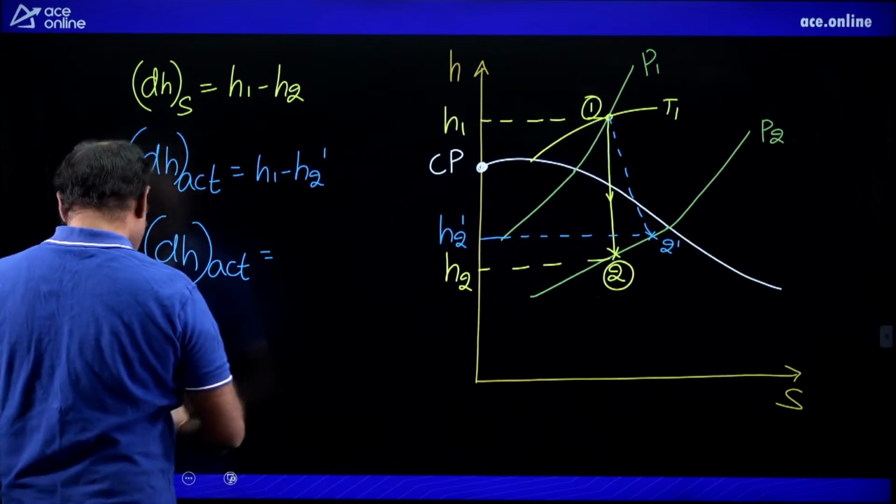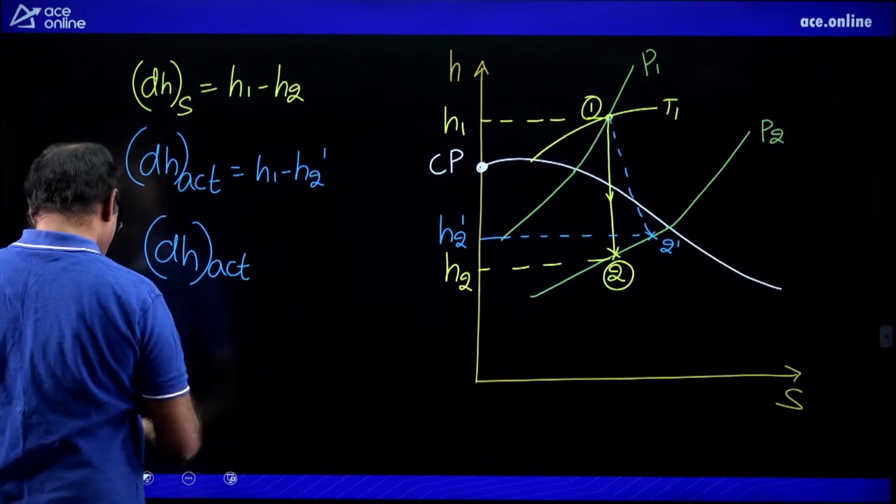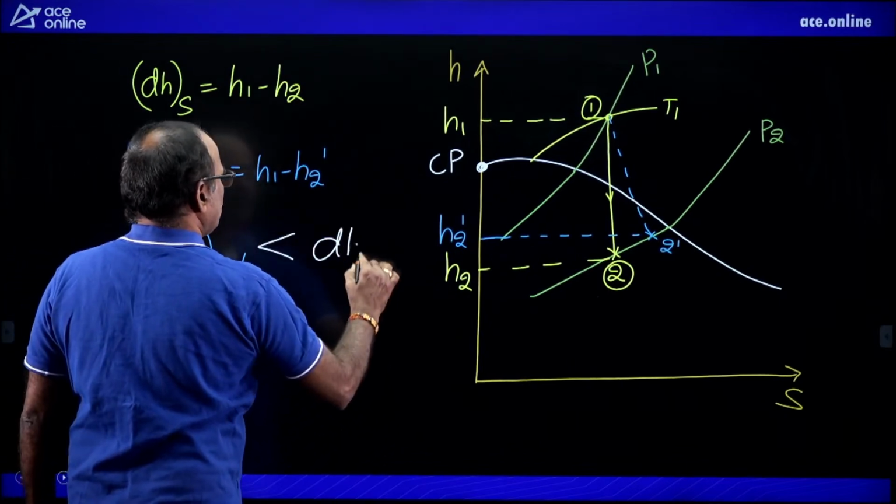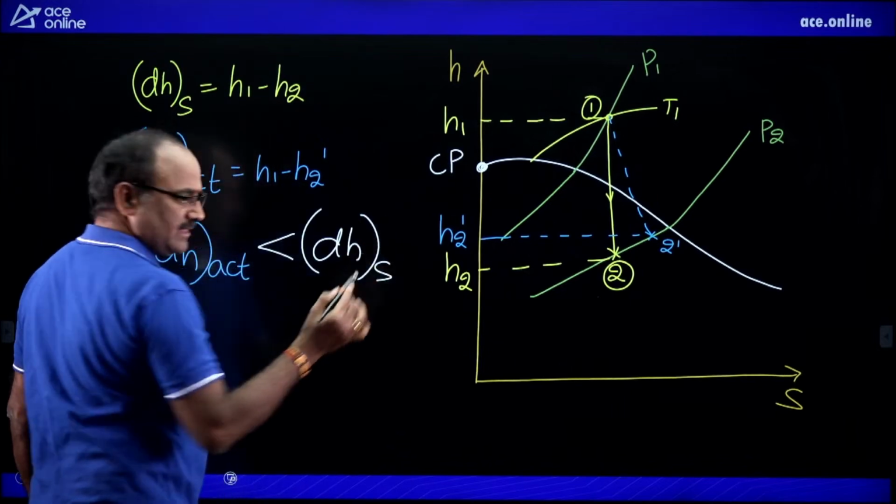The actual enthalpy drop is less than the isentropic enthalpy drop, that is the ideal enthalpy drop.